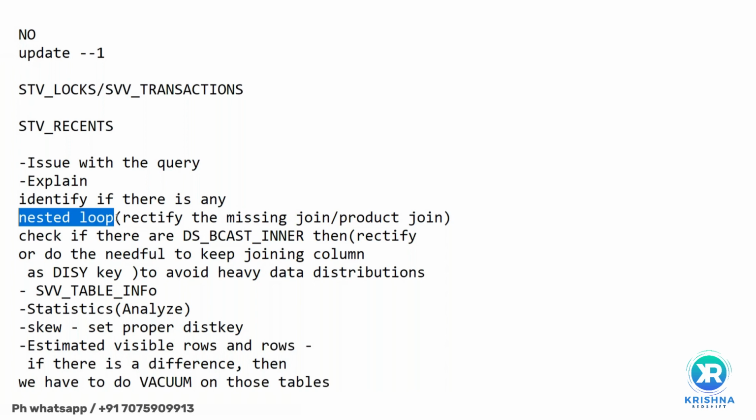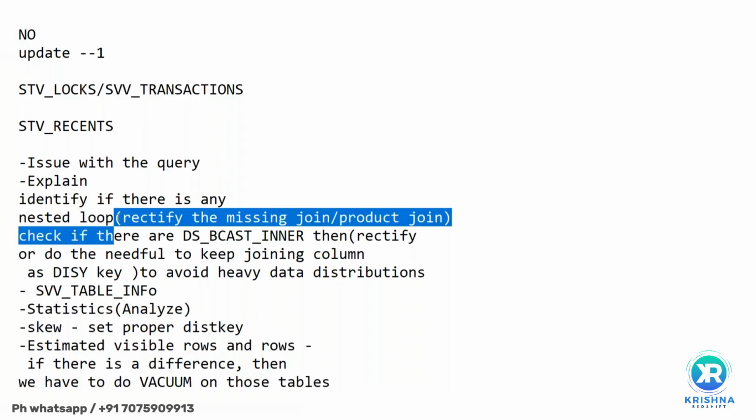Think about a table having 10 million rows and another table having 100 million. If these two lead to a product join, then the result will be 10 million times 100 million, which is 1000 million millions of records. That is not going to complete. Rather, it will screw up the entire system. So when we're analyzing the query, we should pay careful attention to this nested loop term. Nested loop means there is a product join. Then you should see which join condition is missing and rectify that.